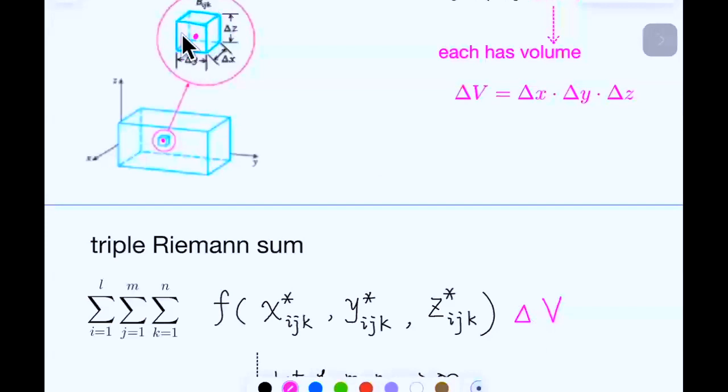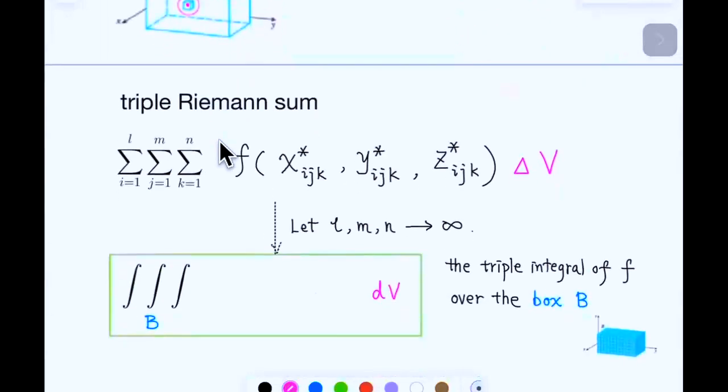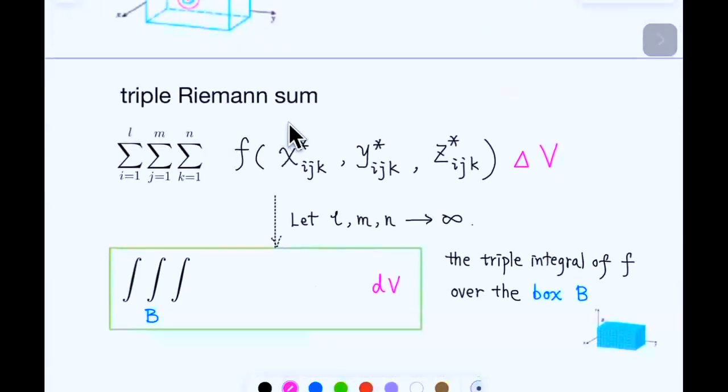All right, so now we are going to sum all this up. i goes from 1 to l, j goes from 1 to m, k goes from 1 to n. So we sum up all those values for each box, and this is called a triple Riemann sum.